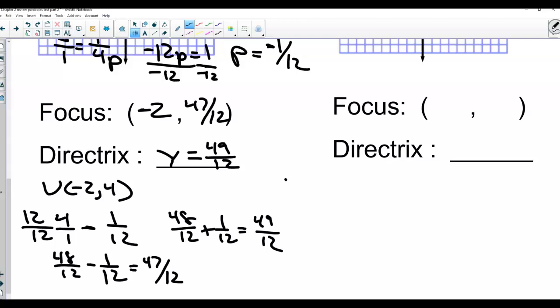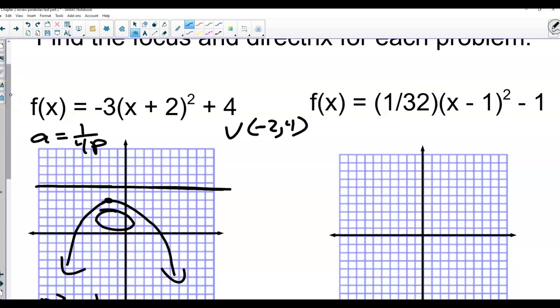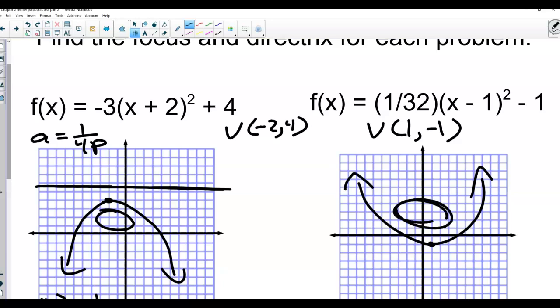And that's my directrix. Now the second one, it's actually easier when the a is a fraction. My vertex is 1, -1. So 1, -1 is right here. It's a positive a term, so we're opening up. Which means what? My focus has to be somewhere in here, and my directrix has to be down there.